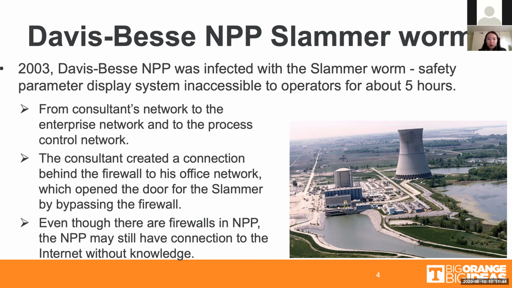And since there is no firewall between the enterprise network and the control network by that time, the Slammer worm traveled to the control network and infected the safety parameter display system. So this instance demonstrates that the enterprise network of a nuclear power plant connected to the internet may be exposed to the same threat that targets many unspecified systems in a conventional IT environment. And although there are firewalls deployed in plants, the plants may still have a connection to the internet without knowledge.